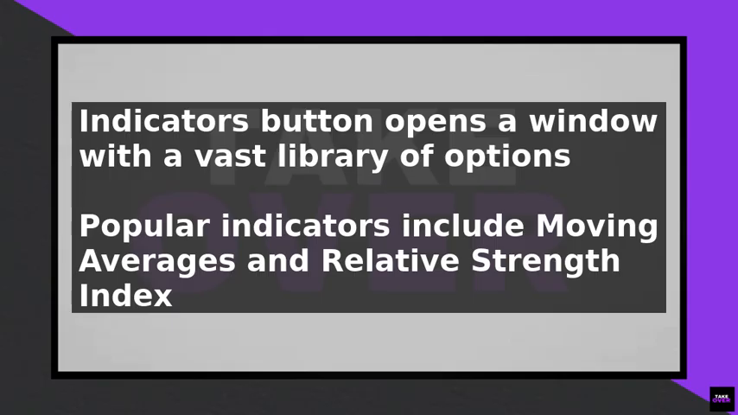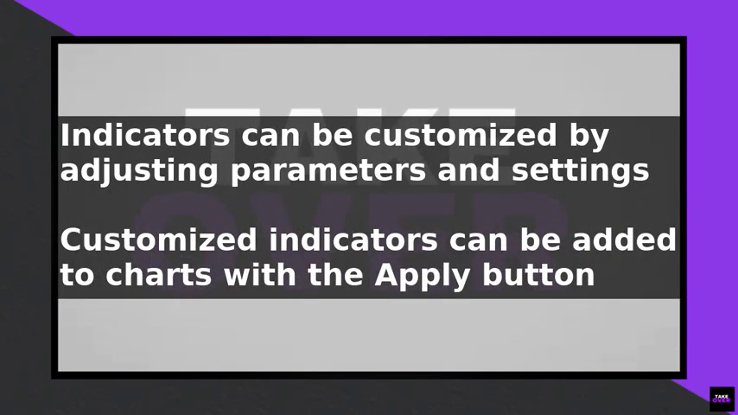Once you have found the indicator you want to add, click on it to open its settings window. Here, you can customize the indicator to your liking by adjusting its parameters, such as the length of the moving average or the number of standard deviations for the Bollinger Bands. After customizing the indicator, click the Apply button to add it to your chart.